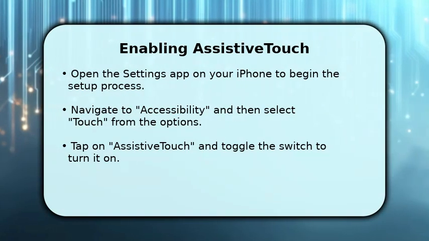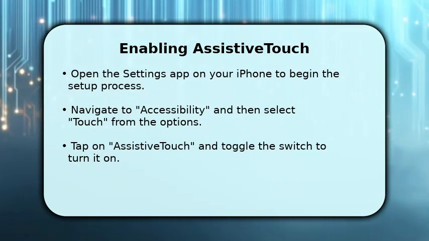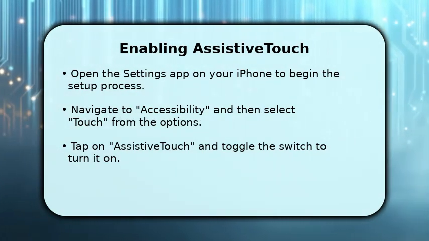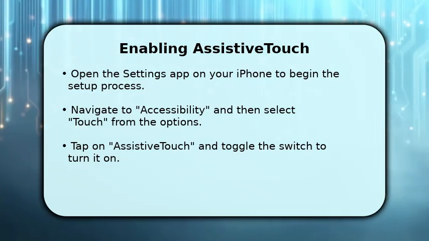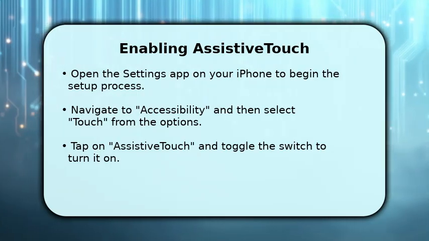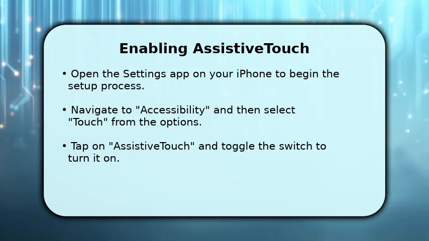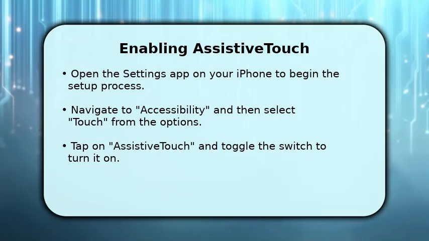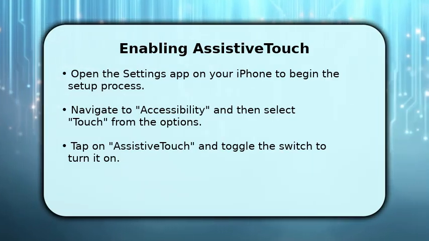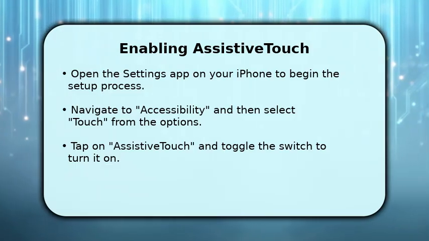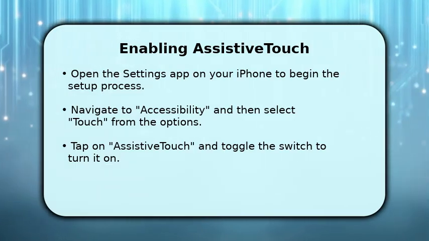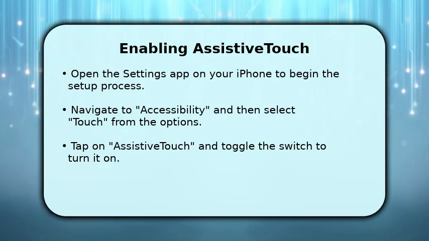To enable Assistive Touch, first open your iPhone Settings application. Scroll down and tap on Accessibility, which is where many helpful features reside. Within the Accessibility menu, you will find Touch. Select this option. Finally, tap on Assistive Touch and simply toggle the switch to the on position. You will immediately see a small, circular, semi-transparent button appear on your screen, ready for customization.